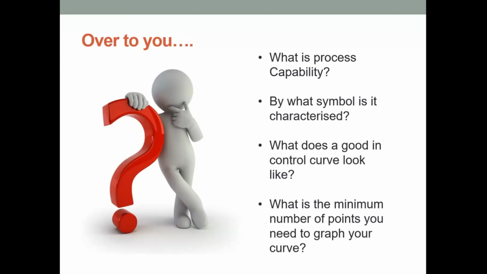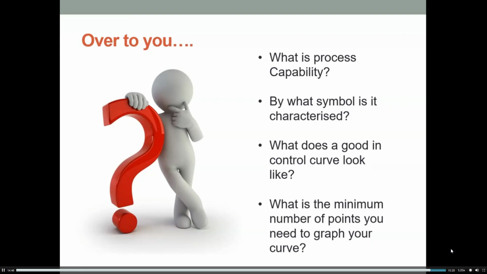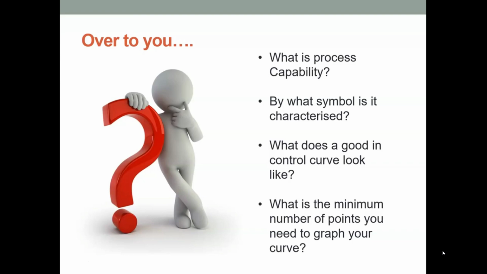So over to you. Some questions you might like to answer. What is process capability? By what symbol is it characterized? What does a good in-control curve look like? What is the minimum number of points you need to graph for your curve?